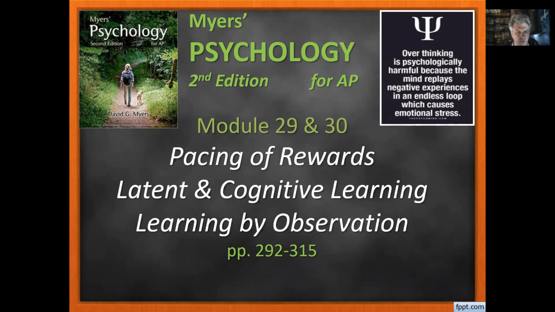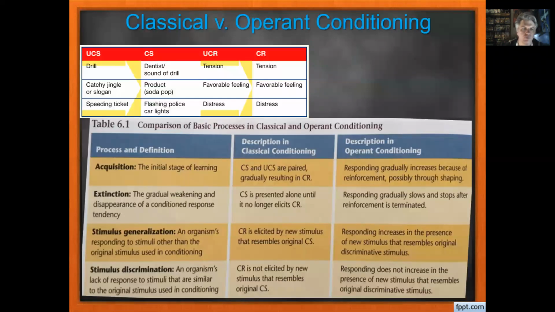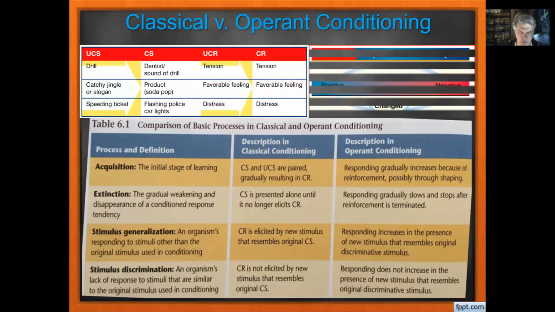And this one, we're going to talk about latent learning and social learning and cognitive learning, all those things that sort of go with that. We're also going to talk about the pacing of rewards from operant conditioning. So what we've learned about so far is we've talked about classical conditioning and we've talked about operant conditioning.